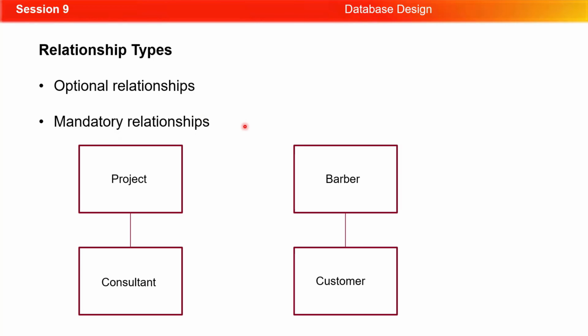And then there are mandatory relationships, and those are relationships where the two entities must participate or interact with one another. Here is an example, a barber and a customer. When a customer gets his or her haircut, the barber must always be there. So in this case, it's a mandatory relationship for these two entities to participate.